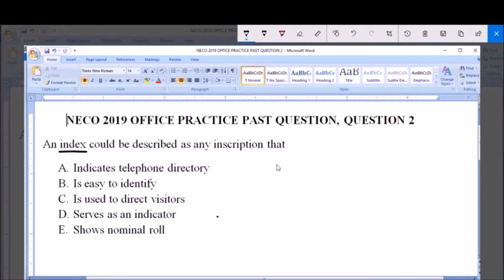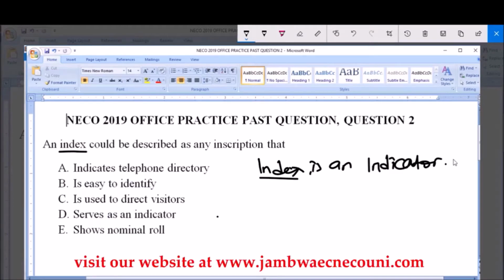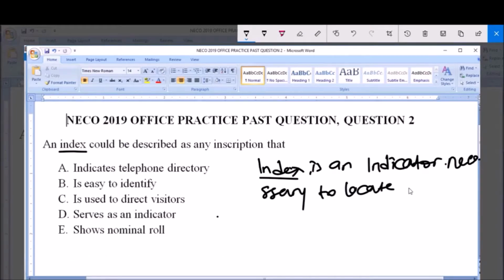Now, an index is an indicator. So index serves as an indicator, and it is necessary to locate files in the office. And these indexes are actually used when indexing. The process whereby these indexes are used to locate files is known as indexing.